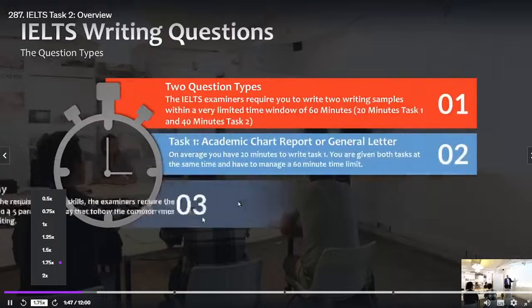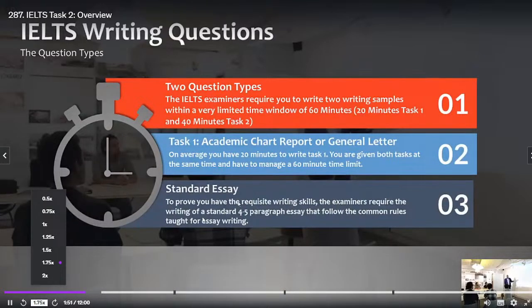So for the IELTS exam, there are 2 question types that you have. For task number 1, if you're doing the academic exam, it's going to be a chart or a report or possibly a map or a process. If you're doing the general exam, you're going to have to write a letter, and that could be a formal or informal type of letter. Now, task number 2 is the standard essay, and that's what we're getting into here, the standard essay. This is where you have to prove your ability to write the standard essay that they teach in almost every ESL school around the world.